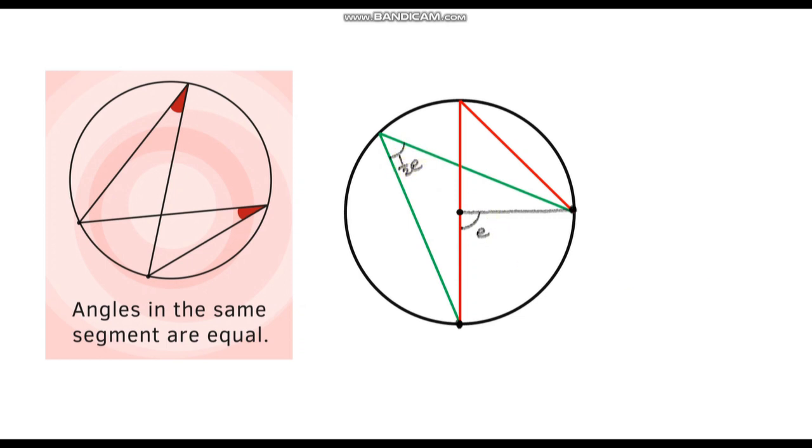Now, if we focus on the red set of lines, well, that also subtends the circumference at the same 2 points here and here. So this is the angle at the centre. This is the angle at the circumference. So that must also be a half E. And hey presto, these two angles, they're both half E, so they must be the same.